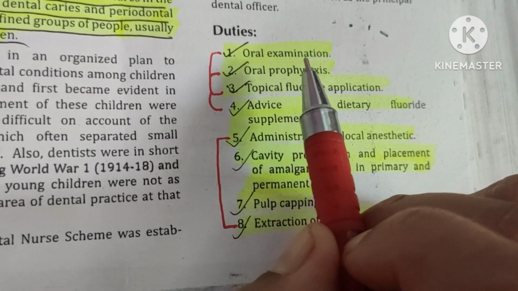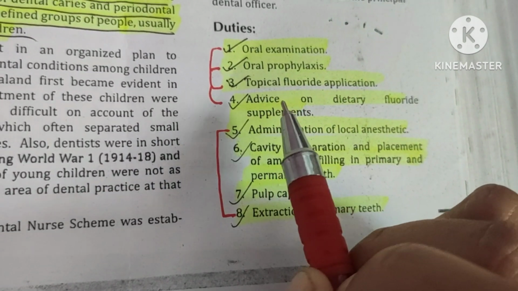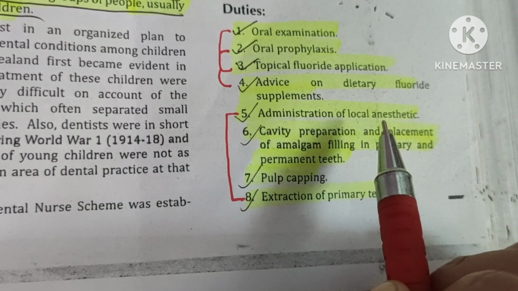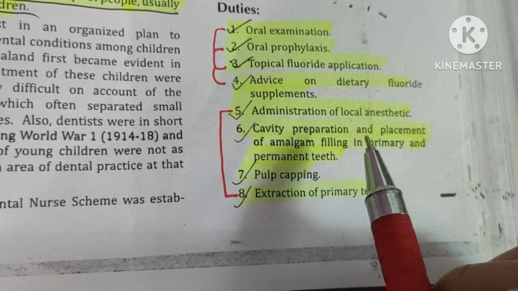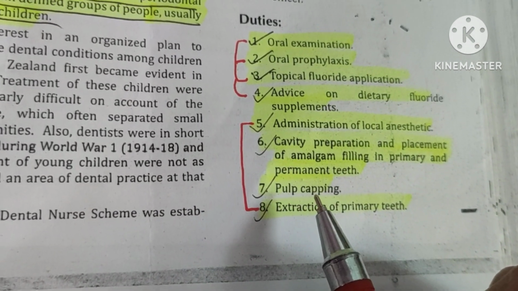Duties: oral examination, then oral prophylaxis, topical fluoride application, advice on the dietary fluoride supplements. Next, administration of the local anesthesia and extraction of the primary teeth. Next, cavity preparation and the placement of the amalgam filling in the primary and the permanent teeth. Then pulp capping.